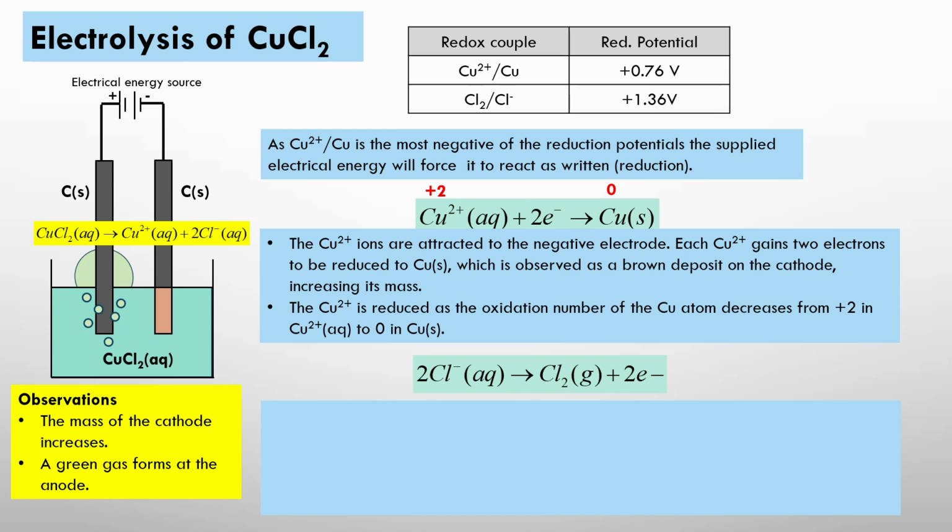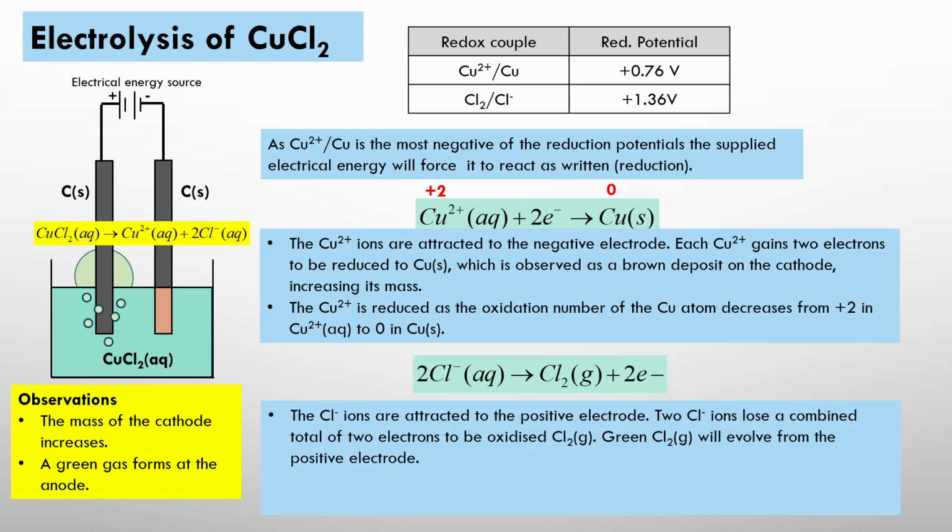We are now going to explain the oxidation in this case, because the first one was reduction, based on loss or gain of electrons. And remember, LEO the lion goes GER. LEO is loss of electrons. That's the line. So this is losing electrons, because it had electrons and then it lost them on the right-hand side. So we are going to say that the chloride ions are attracted to the positive electrode. So 2 Cl- ions lose a combined total of 2 electrons. I'm being specific here about how many are lost from each, to be oxidized to 1 chlorine molecule. Now, green chlorine gas will evolve from the positive electrode.